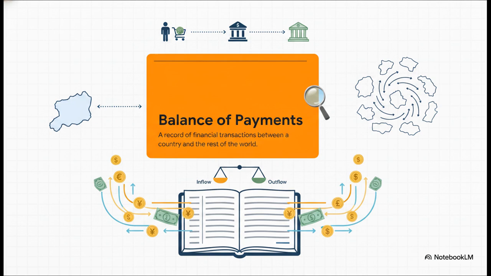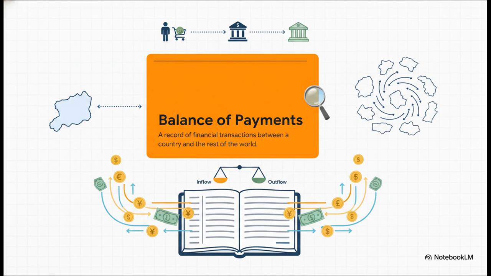The balance of payments is essentially a massive ledger. It's a strict, comprehensive record of all the financial transactions made between consumers, businesses, and the government in one specific country and everyone else in the rest of the world. It totals up every single payment moving across the borders. Basically, if currency moves, it goes in this ledger.